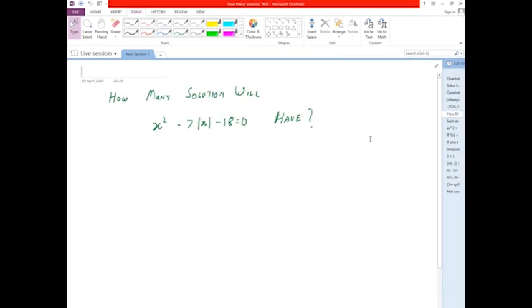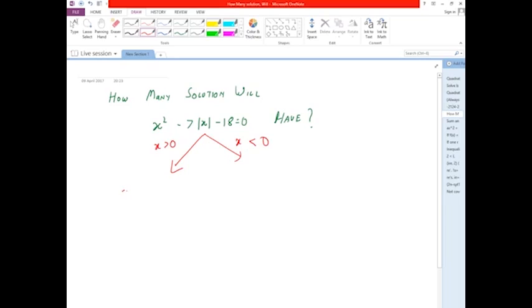Let's do a few questions. We'll very quickly look at the questions. Here we are asked, how many solutions will this equation have? Now, mod x, we know at least, so we can do this very easily. If x greater than 0 or if x less than 0.